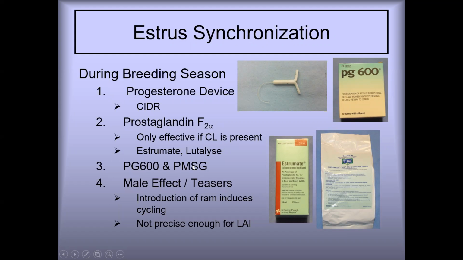Then number 3 is PG600. PG600 is a combination product of PMSG and HCG. PG600 is the one that's available on the market here in the U.S. Although it is made up of PMSG, the USDA has never officially approved that as its own hormone or its own drug, so we have to use the PG600 at this point. But that's given at the time that the CIDR gets removed.